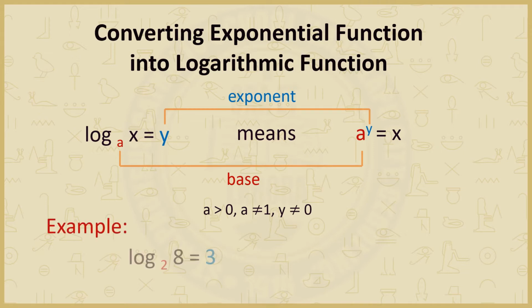For example, the logarithm of 8 to the base 2 equals 3. Its exponential form is 2 raised to 3 is equal to 8.